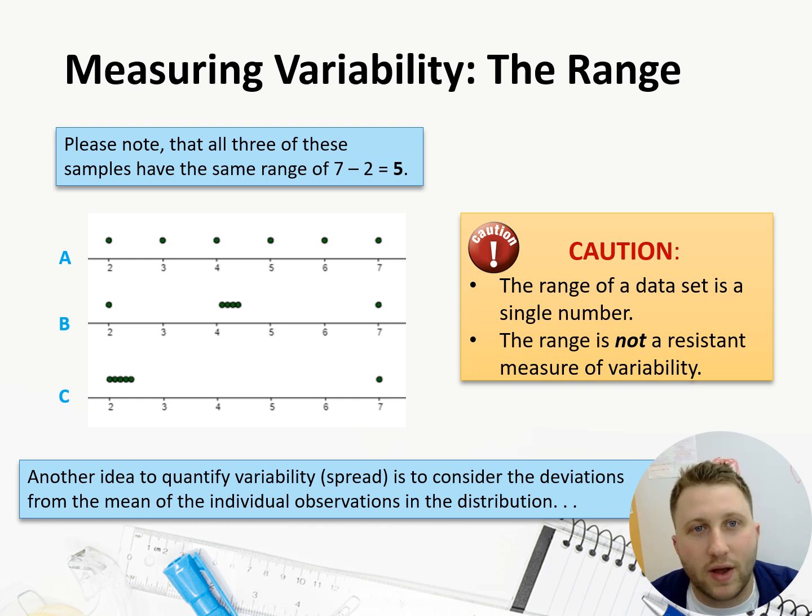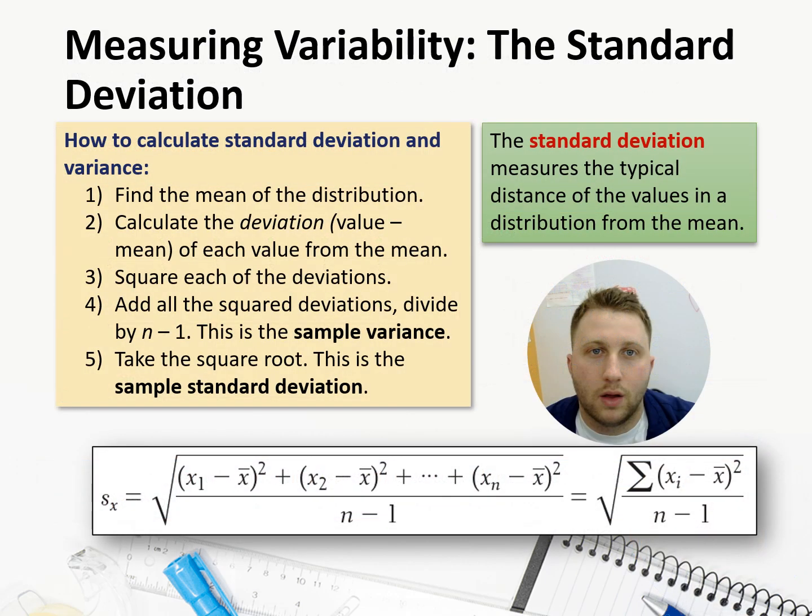So maybe we want to find something a little bit better. And one idea is to look at the individual deviations of the individual values from something like the mean. And one of those measures could be the standard deviation, and this is, as you know now, a concept that permeates the entire course, keeps coming up over and over and over again, but it measures the typical distance of the values in the distribution from the mean.